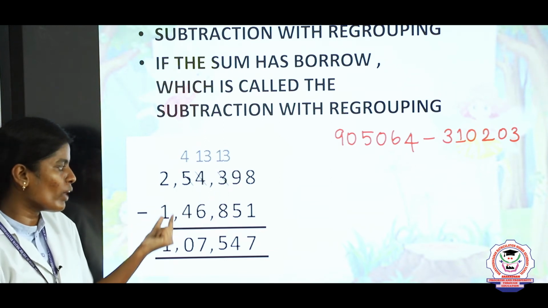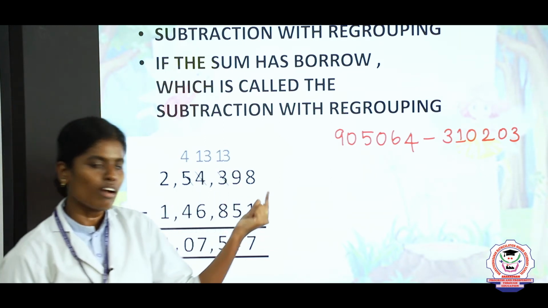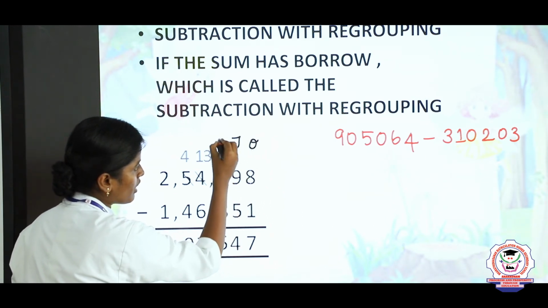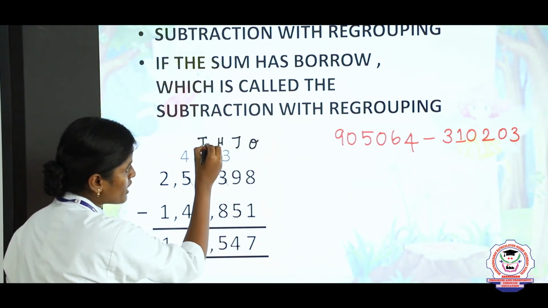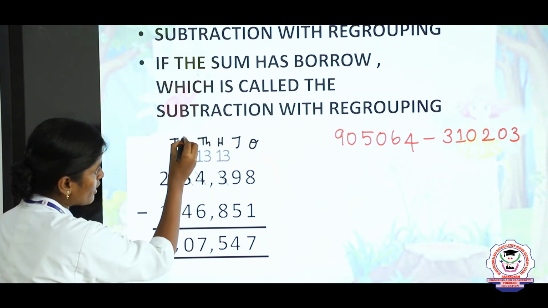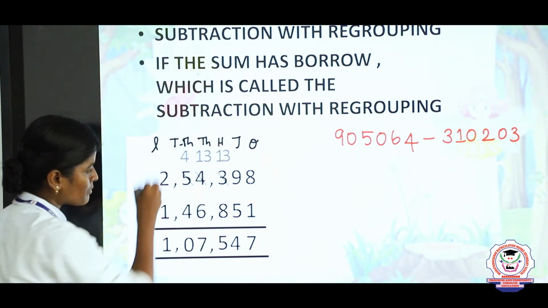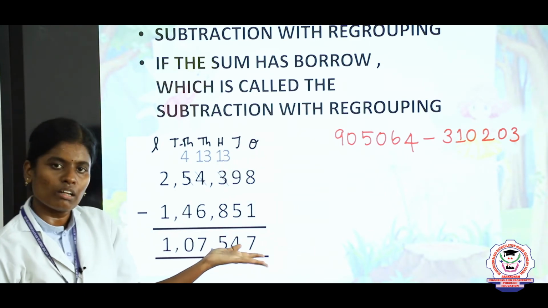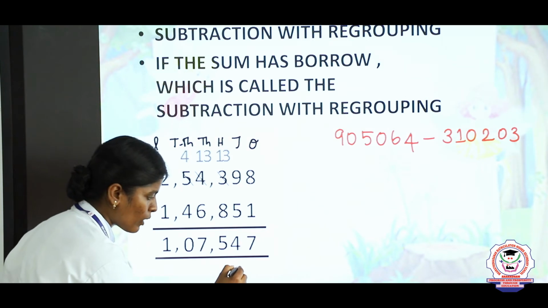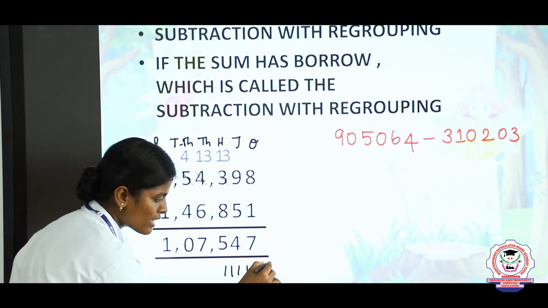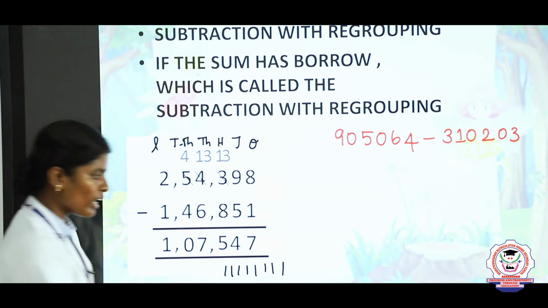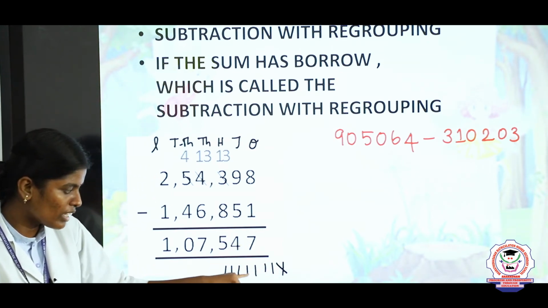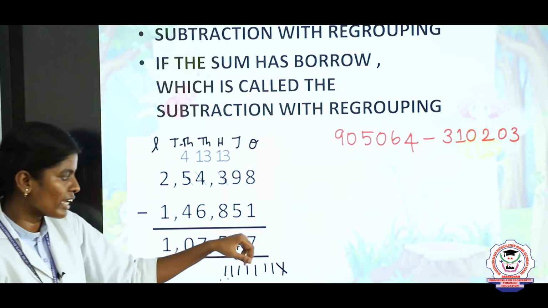2,54,398 minus 1,46,851. First you are going to write the place values. Ones, tens, hundreds, 1000, 10,000 and lakh. Take the ones place value. So 8 minus 1. What is the answer? Put the 8 lines and subtract 1 line. 1, 2, 3, 4, 5, 6, 7, 8 and subtract 1 line. So the answer is 7. Count the lines 1, 2, 3, 4, 5, 6, 7. So the answer is 7.